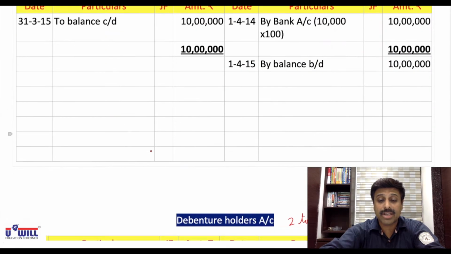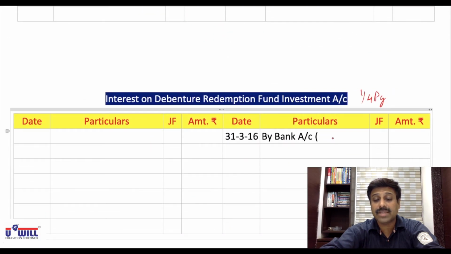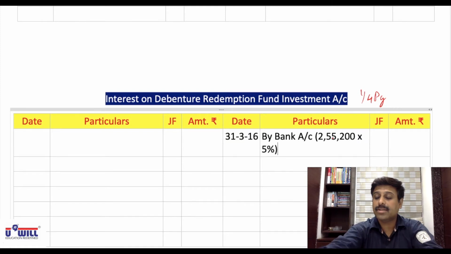So how will we count the interest? 2,55,200 opening balance of investments into 5%. Do it in calculator, everyone. 2,55,200 into 5%. We will receive interest of 12,760.